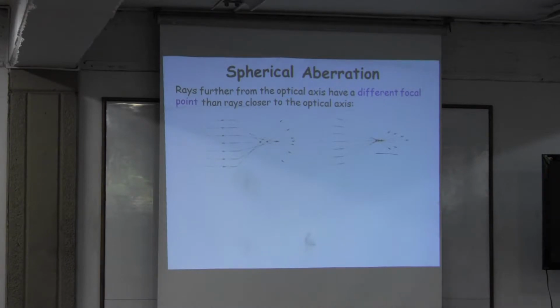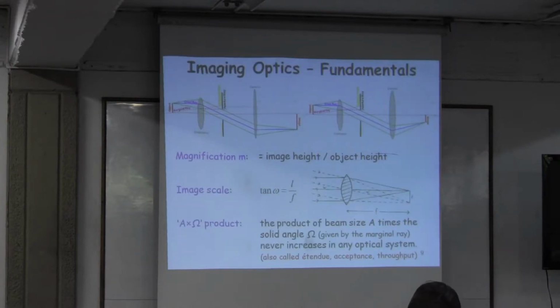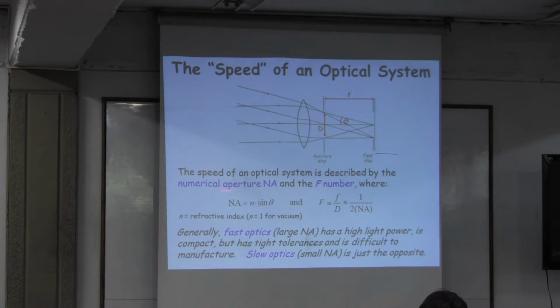So defocus is, again, the aberration that you can fix by moving around the focal plane. This NA is called the numerical aperture. It depends on the focal length, and of course on the F number. So a large F number means a small NA, okay?